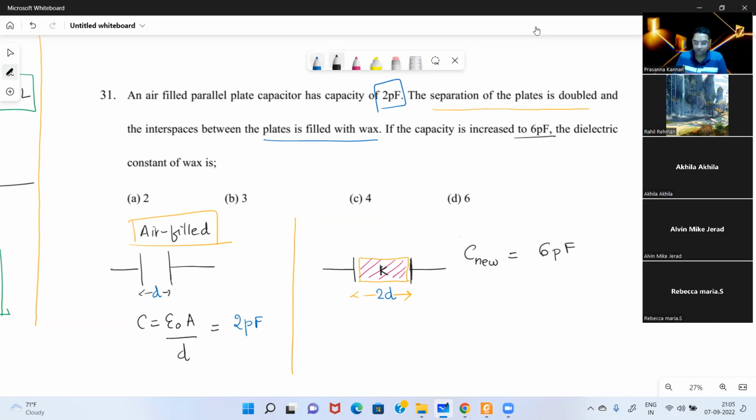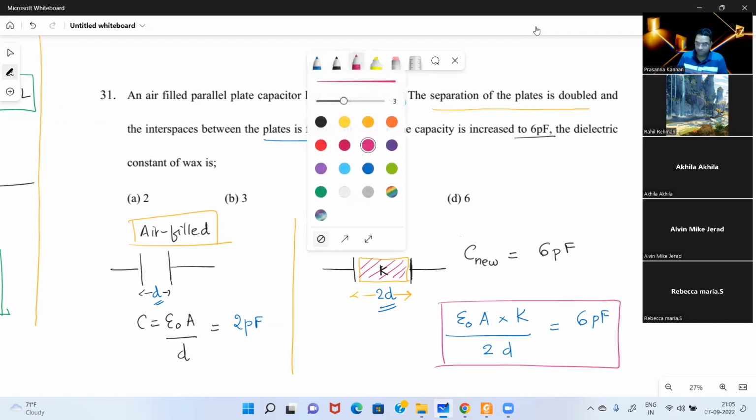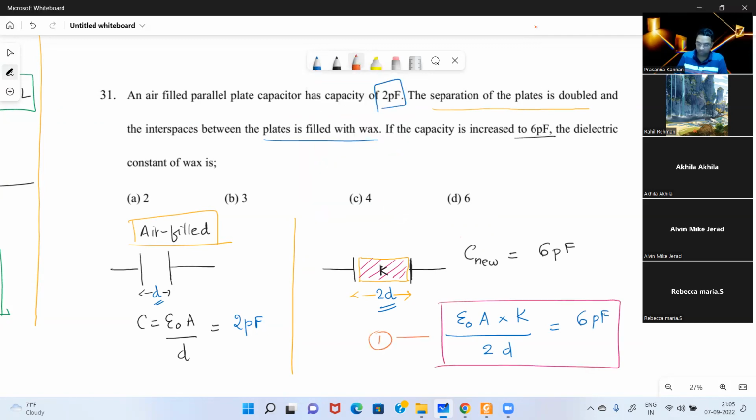What is the new capacitance? What is the expression for capacitance when a dielectric is inserted? It is epsilon naught into A, and one more factor, K, is going to be multiplied, divided by the distance between the plates. What is the distance between the plates now? It is not D, but 2D. So this is equal to 6 picofarad. Let us say this is equation 1.